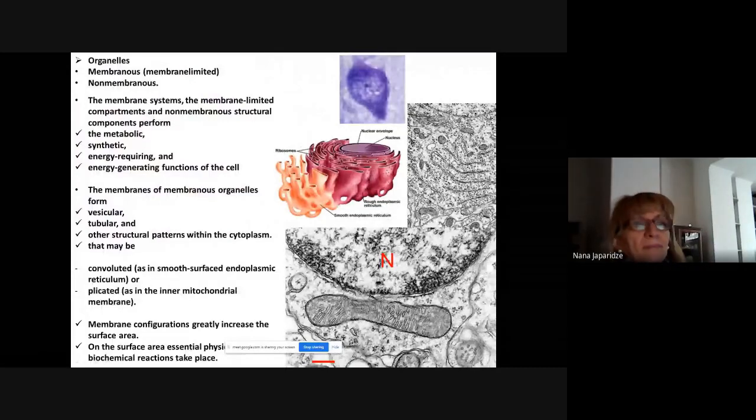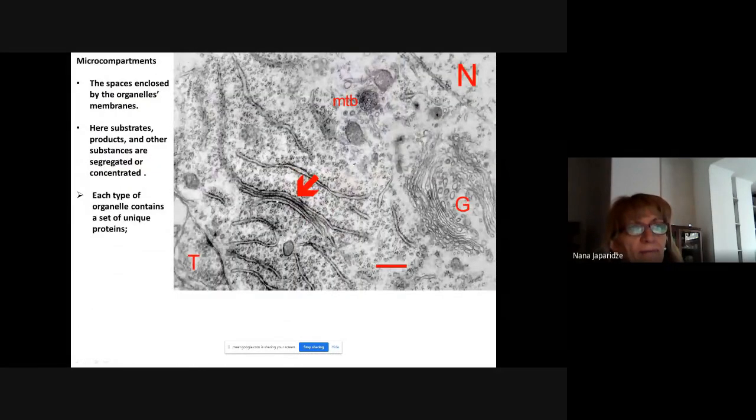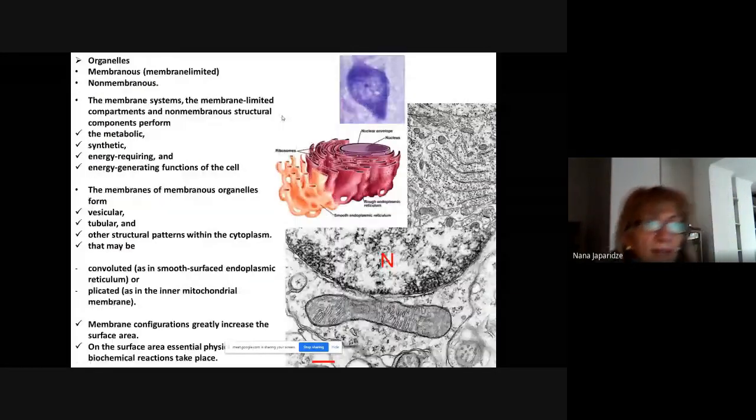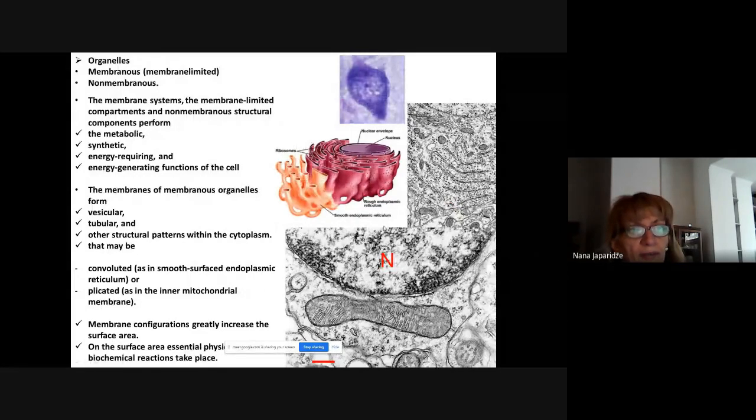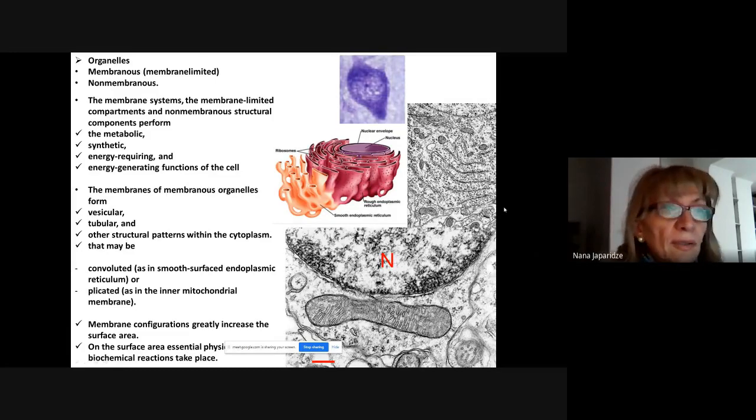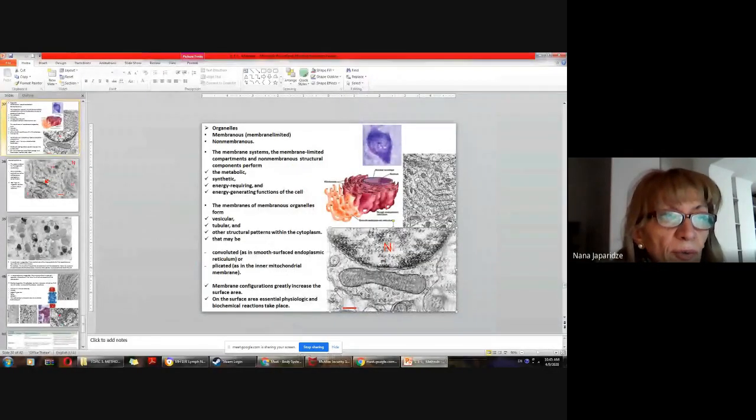Oh, look. You see here, on the previous slide, a small part of the nucleus. This is one micrograph, this one, and this is another micrograph. Look, I will show you. So two micrographs are here.